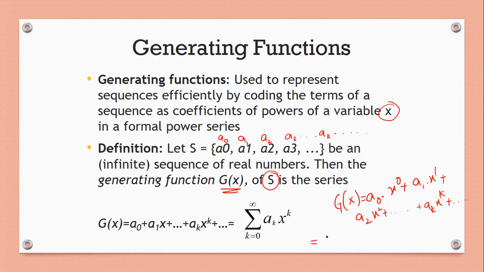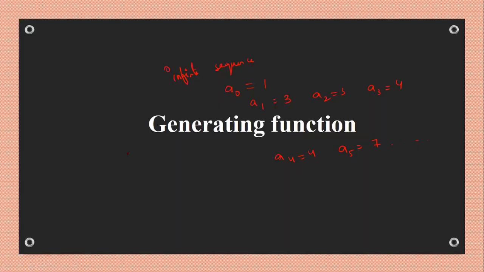Now this can be written in the sigma notation as the sum over k equal to 0 to infinity of ak into x power k. Okay, so this is the simplest definition of a generating function. If you remember, in our earlier slide I gave you these a0, a1 values. So the generating function G of x for this will be: a0 is 1, so a0 into x power 0 plus a1 into x power 1, a2 x square, a3 x cube, a4 x power 4 plus a5 x power 5 plus and so on.